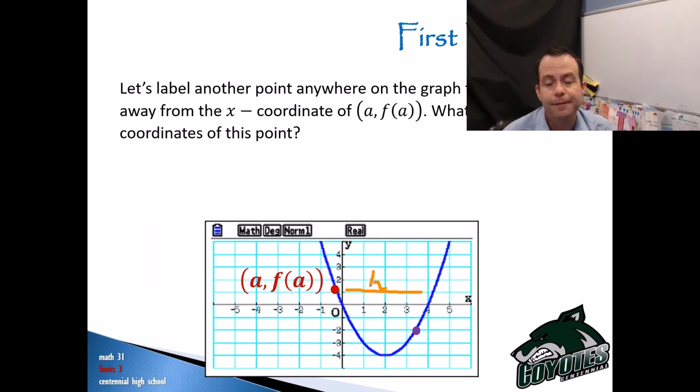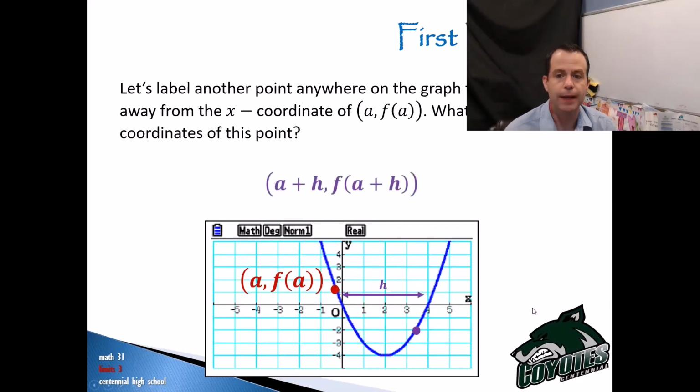Now, if that is h units to go from there to there, I want to represent what this point could be. Well, it would have to be a plus h, because I moved over horizontally h units. So now this point could be represented as a plus h, and then the y value would be plugging that in, so it'd be f of a plus h. So I have a plus h, comma, f of a plus h.